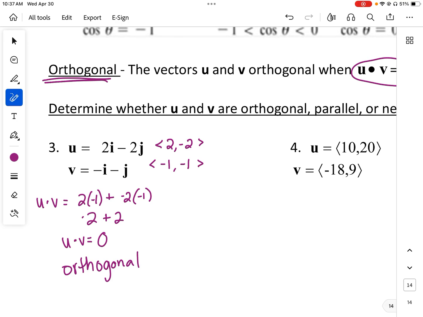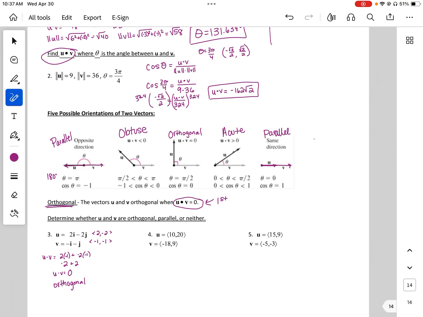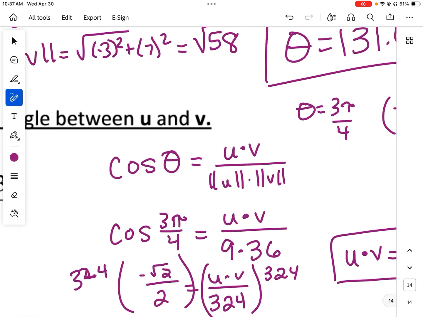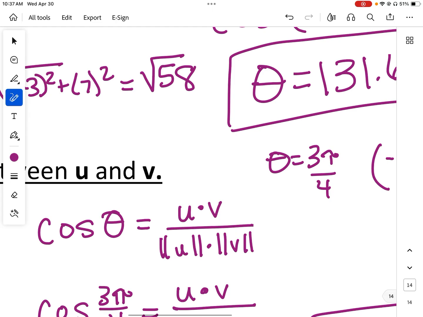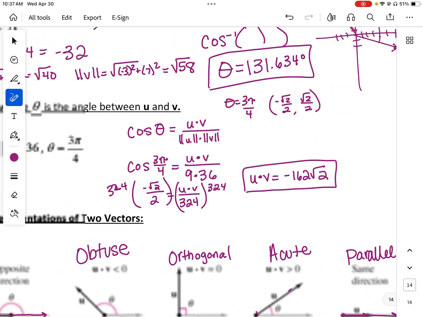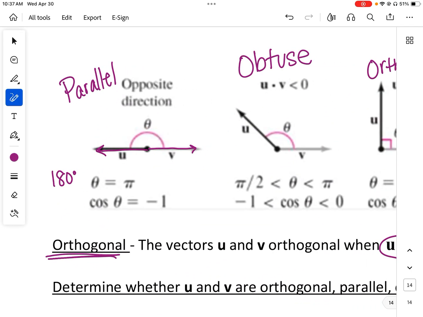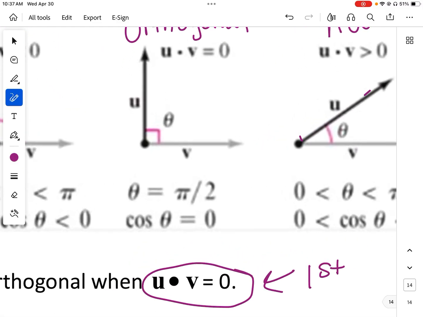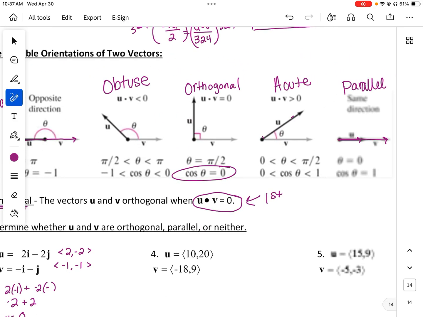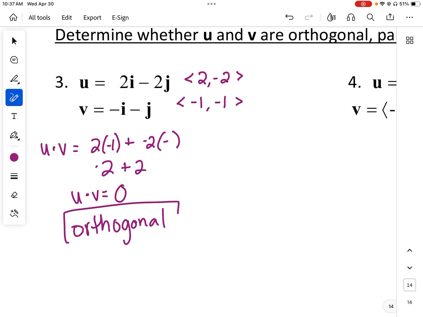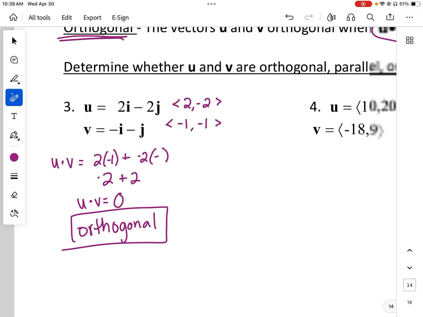The reason is because think back to our formula. If the dot product is 0, then cosine theta equals 0, because whenever it's making a right angle, that's what happens. So we don't have to go any further. All we have to do is say this is orthogonal. We know it's a right angle. We know theta is 90 degrees.